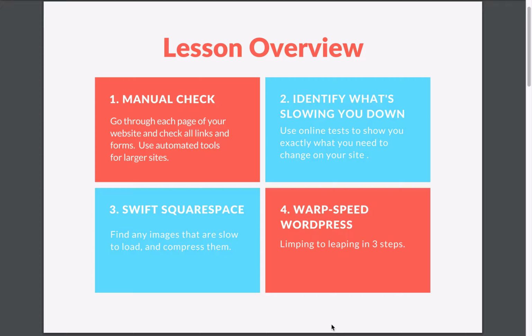So for Squarespace, the only thing you can really do to speed up your site is to optimize your images, and we will use these tests to show you if there are any images that are excessively large, and I'll show you how to compress them if you need to. For WordPress, there's quite a lot we can do since we can use all kinds of plugins and content distribution networks. So I will show you the 3 steps that give you the most return on investment.